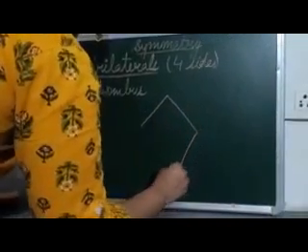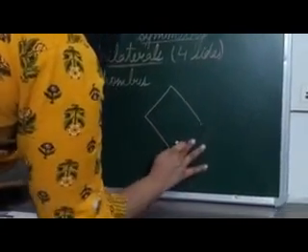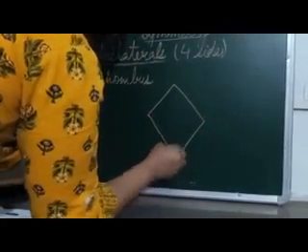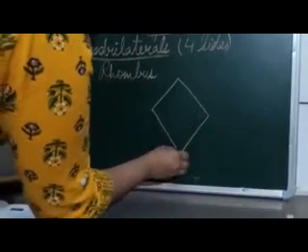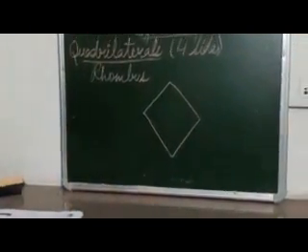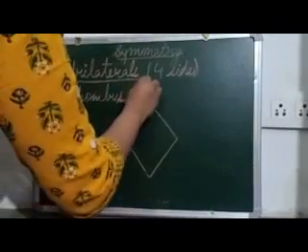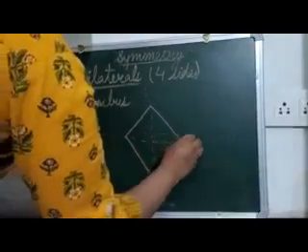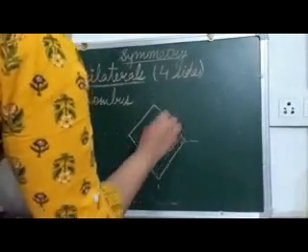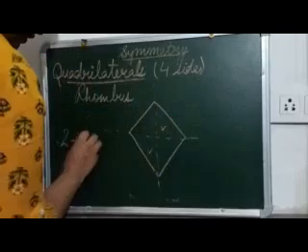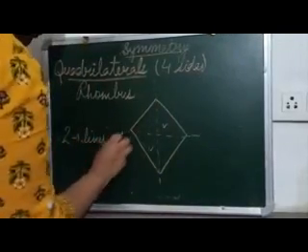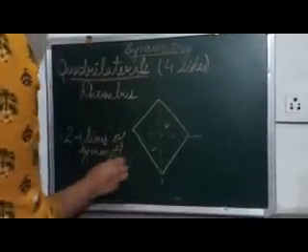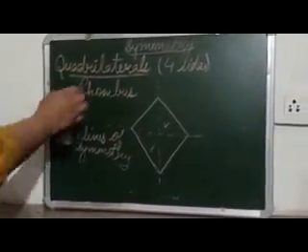So this is a rhombus in which all the 4 sides are equal. How many lines of symmetry can be drawn in case of a rhombus? First of all, we can divide it like this, or we can divide it like this. So that means there are 2 lines of symmetry in case of a rhombus. So there are 2 lines of symmetry in a rhombus.